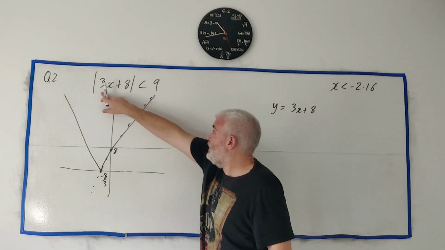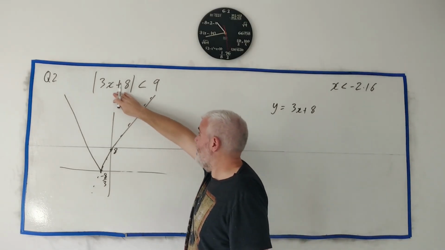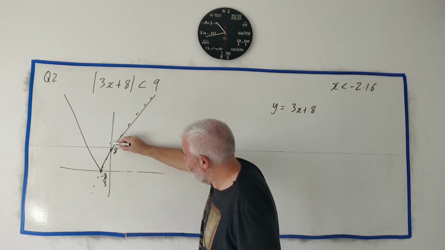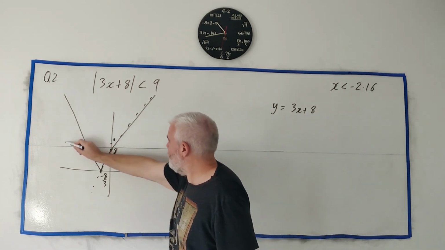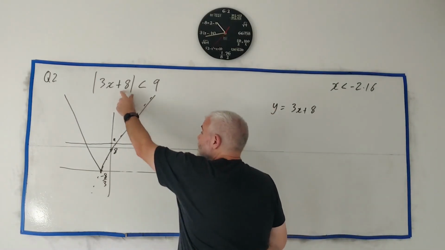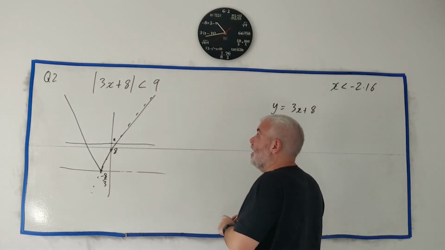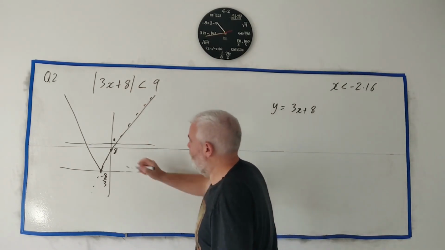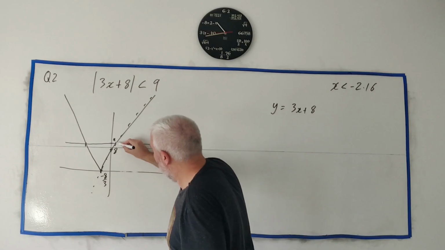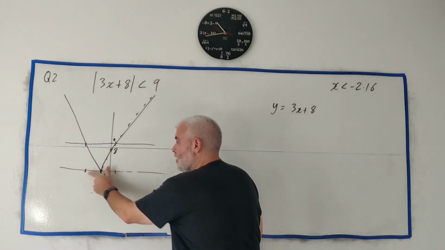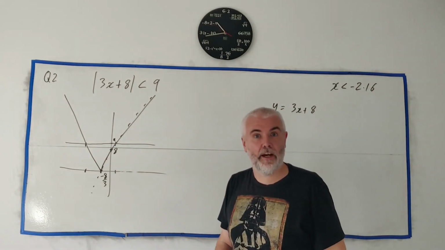But let's read what this says. It says the absolute value of this is less than 9. Where's 9? 9 is right here, and 9 looks like a straight line. So again, reading this in the picture, it says: when is the absolute value less than 9? Well, it's less than 9 in between these two parts. In between these two numbers is when it's less than 9.